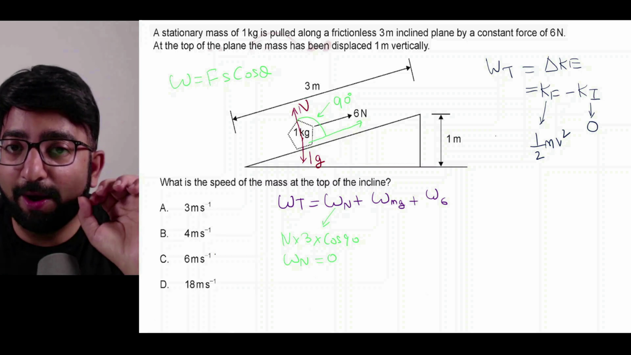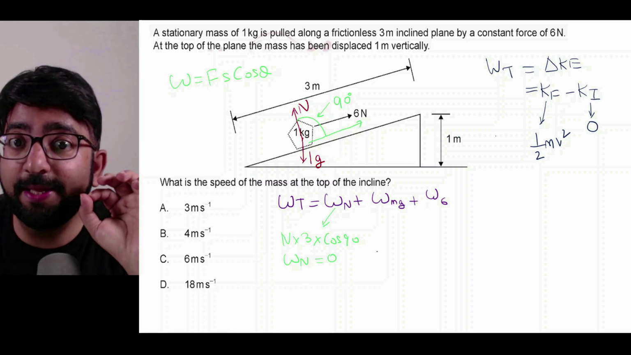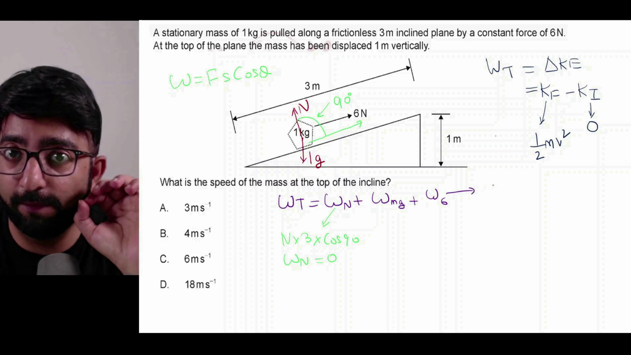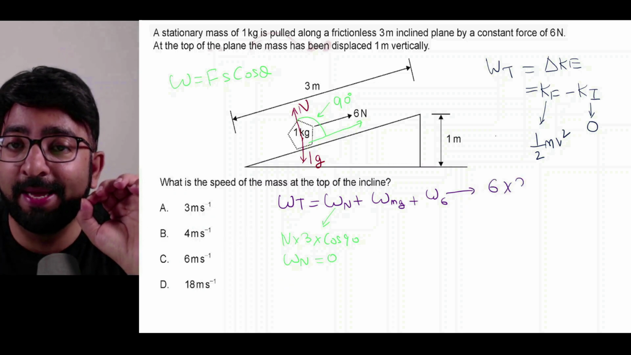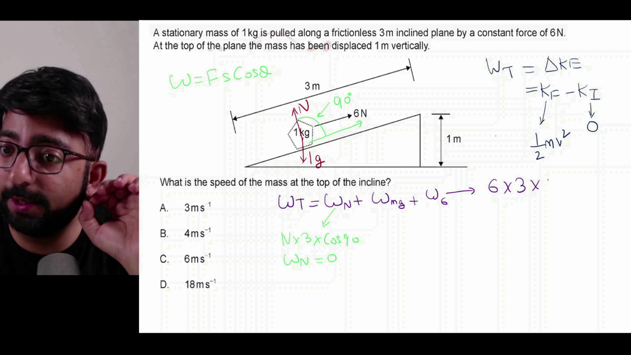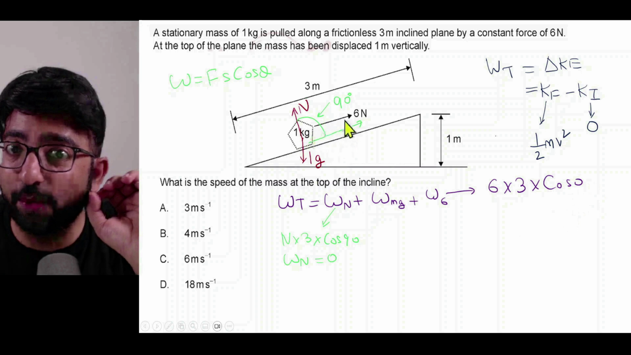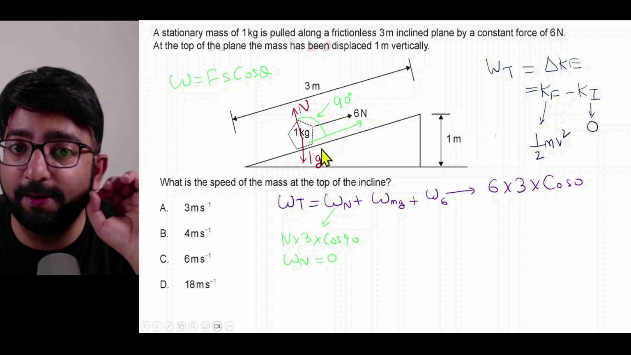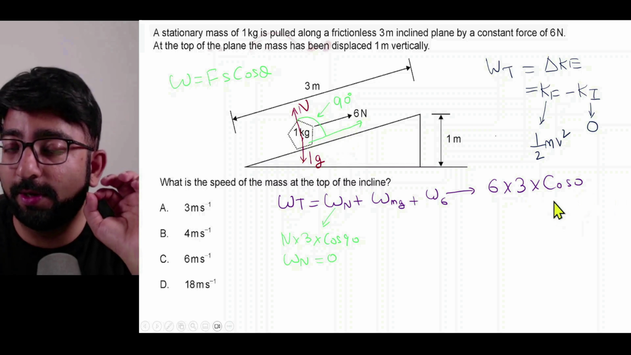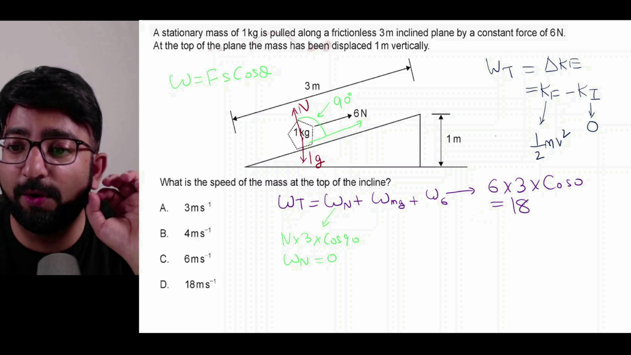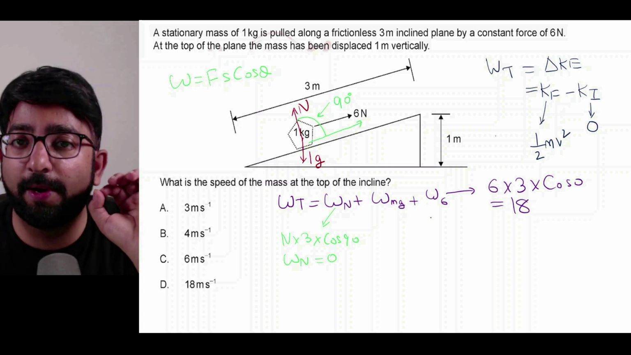Now remember this as a rule: work done by normal reaction is always zero, since normal reaction is always perpendicular to the contact surface. Now let us figure out the work done by the applied force, which is 6 newtons. So work done by the 6 newton force will be 6 multiplied by 3, which is the displacement, multiplied by cos of 0. Why is the angle 0? Because the 6 newton force is being applied up the incline, and the object is moving in the same direction. So that is why theta will be 0. And this we can write as 18 joules. So this is the work done by the applied force.